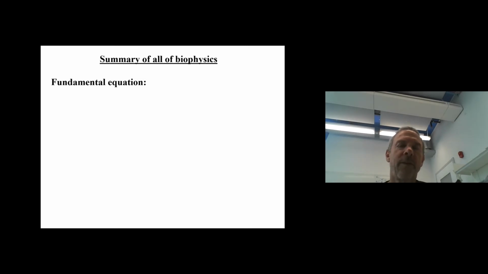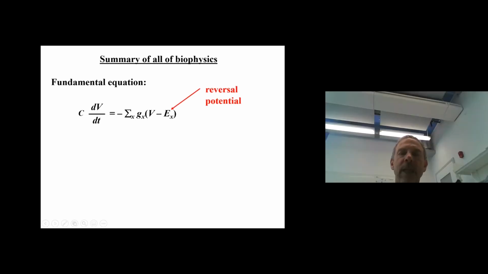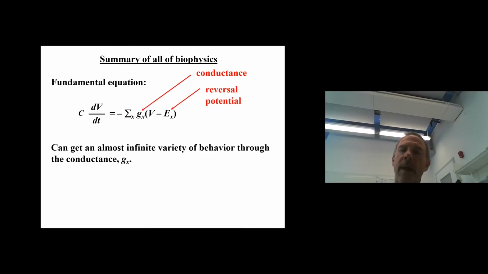Okay, the summary of all of biophysics is a fundamental equation, which is this. The change in voltage is determined by conductance and then reversal potential. This is V equals IR, souped up by the fact that there's an ion imbalance. That's the reversal potential, that's the conductance. And you get almost an infinite variety of behavior through the conductance G_X, which can depend on voltage. The main things it depends on are voltage and the concentration of some neuromodulator or neurotransmitter. In the periphery, it can depend on all sorts of things.